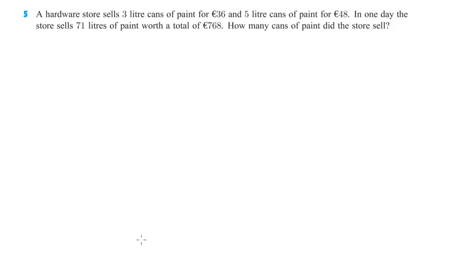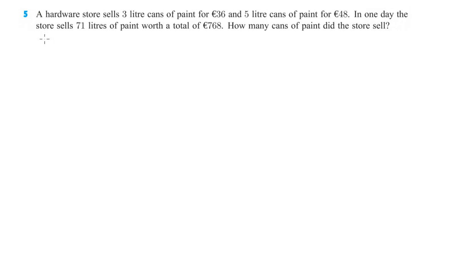5. Hardware store sells 3-liter cans of paint for 36. I don't know what that stands for. I probably should know. And 5-liter cans of paint for 48. And one day the store sells 71 liters of paint worth a total of 768. How many cans of paint did the store sell? So let's see what we can figure out.